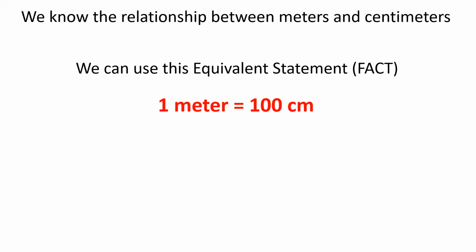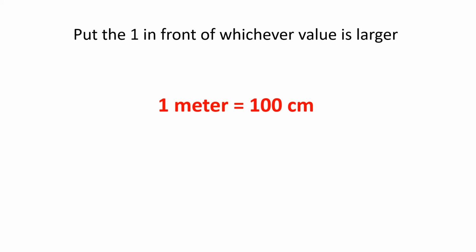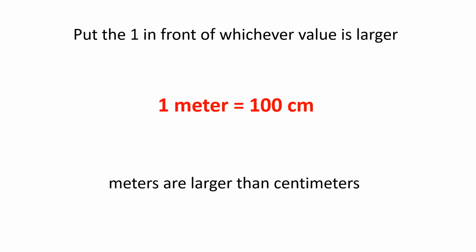We know that 1 meter is equal to 100 centimeters. Now, I always put the 1 in front of whichever value is larger. So since 1 meter is larger than a centimeter, then I'm going to put the 1 in front of meter and have 100 in front of the centimeters.